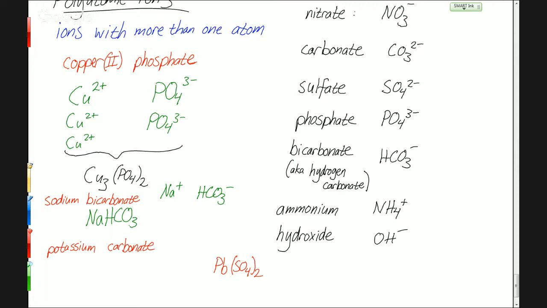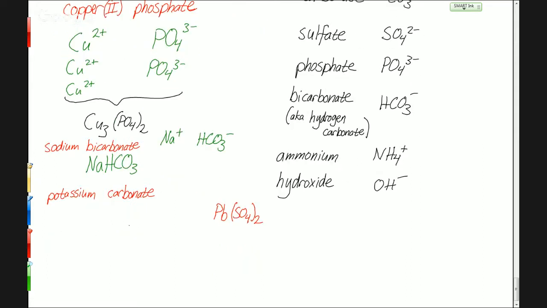All right, so how about the next one? Potassium carbonate. Right, so we're going to start with K +1 and CO3 -2. And that means we need 2 of these pluses to balance out that -2. So our formula is going to be K2CO3. Good.